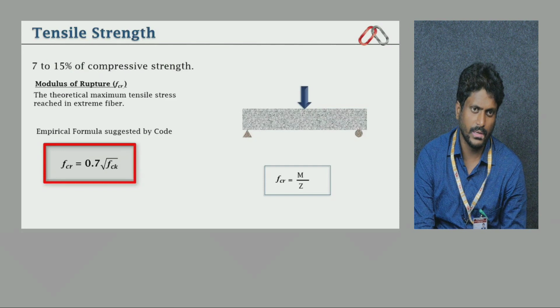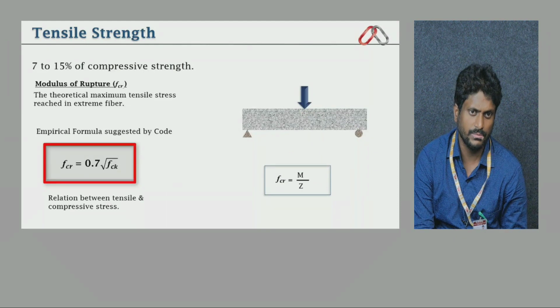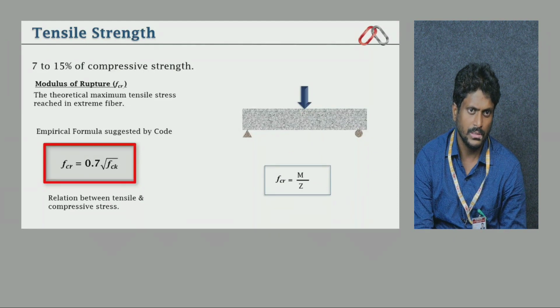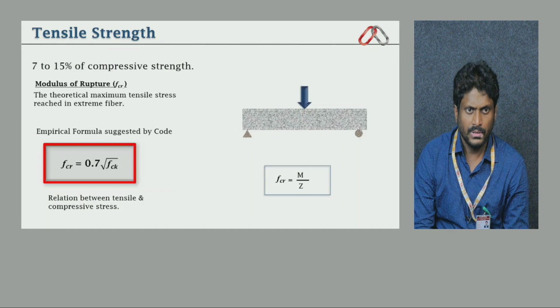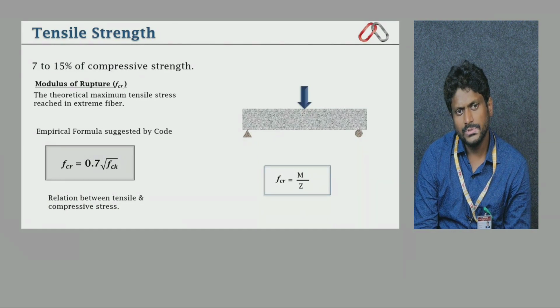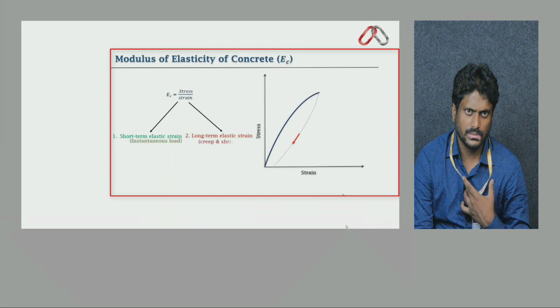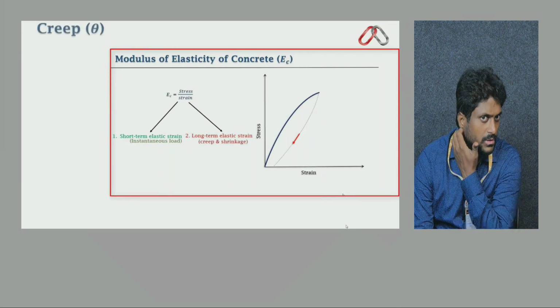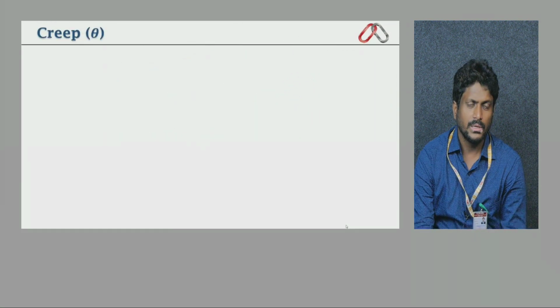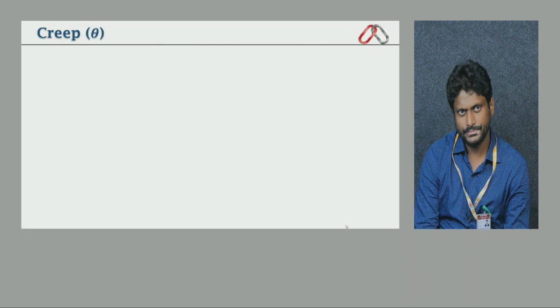So the empirical one you can use for direct calculations. Of course, the relation between tensile and compressive strength is between fcr and fck. So that is all about the discussion. Then whatever we have discussed about the modulus of elasticity, now let us talk about creep.